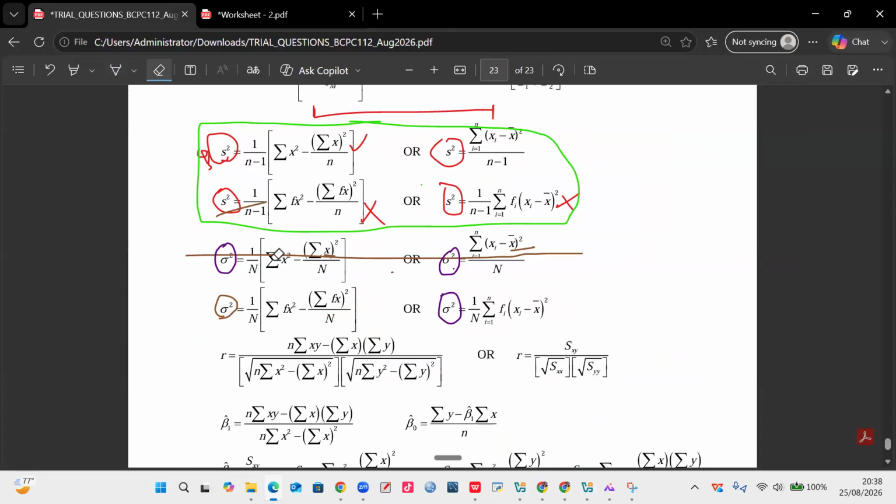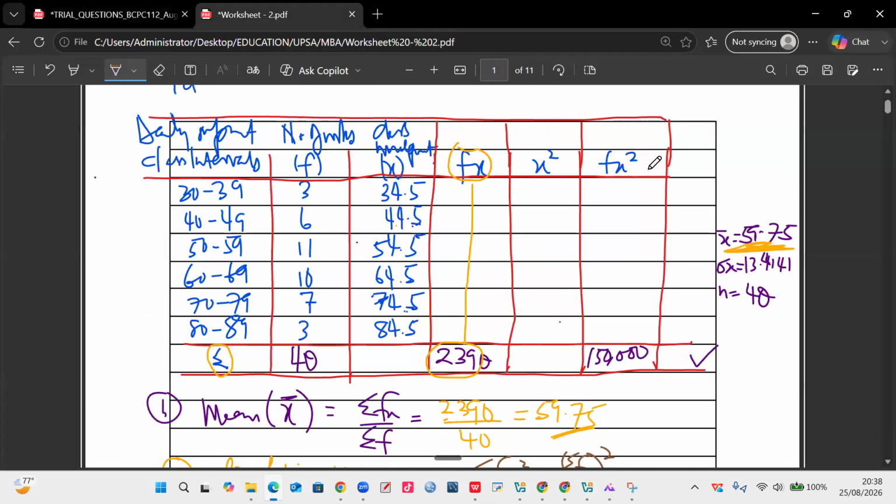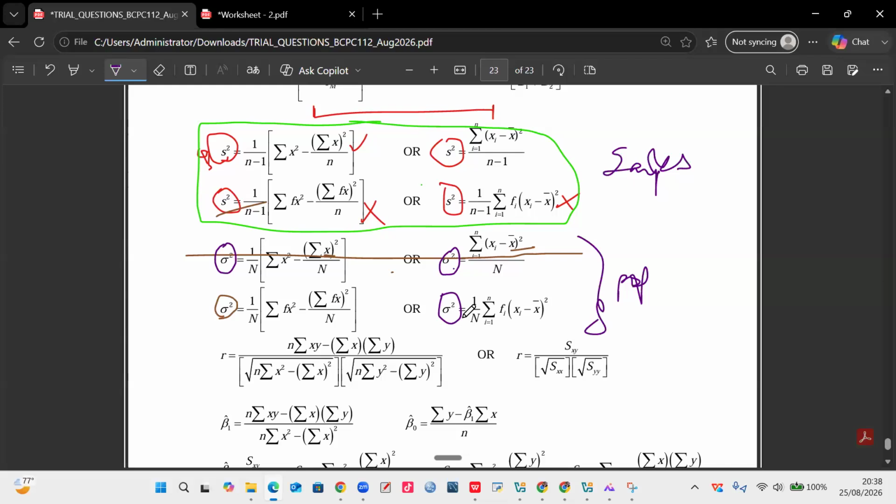So it says population, so just go to the population formulas. These are all samples; if you come to the sample, you are wrong. These ones here are population. Then when you come to the population, look at the columns you drew: fx, x squared, and fx squared. You are searching for the one with the fx squared.